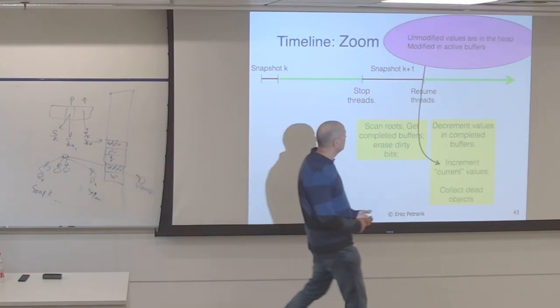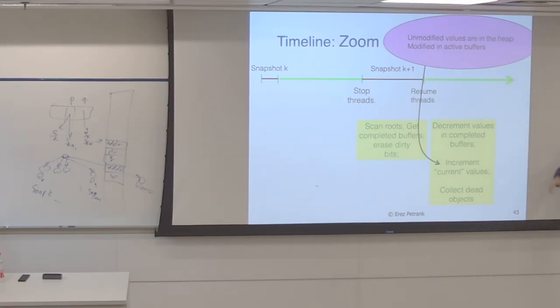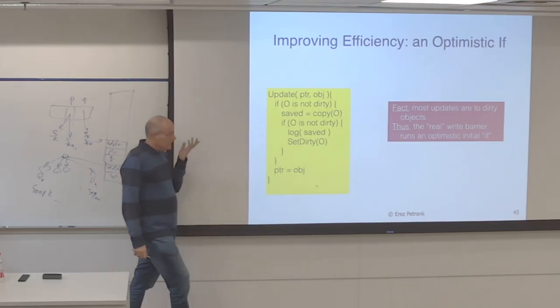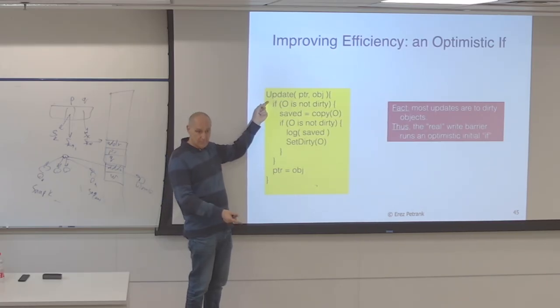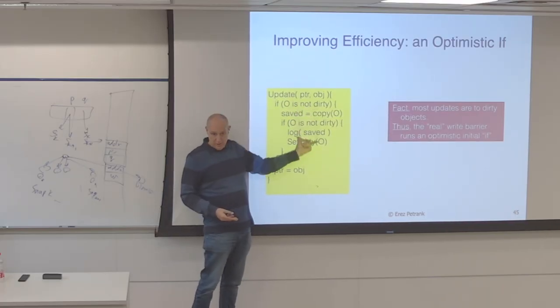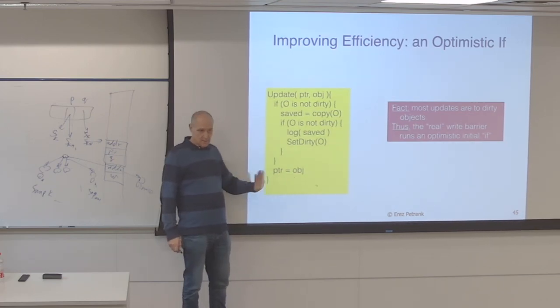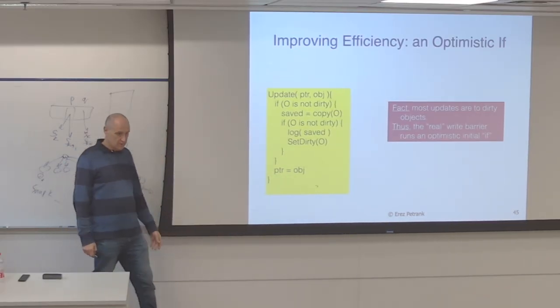Okay, so this just says what we explained. Unmodified buffers can be read from the heap, and modified buffers can be read from active buffers. Okay, cool. So again, we have this optimistic if that we had last time. We can also have it this time. We don't need it for correctness, but since most of the time objects that we meet are already dirty, if it's not dirty, we need to do this. But if it's already dirty, we can jump and just do the pointer modification. So this is just an optimistic if. It's not needed for correctness, but it's useful for efficiency.